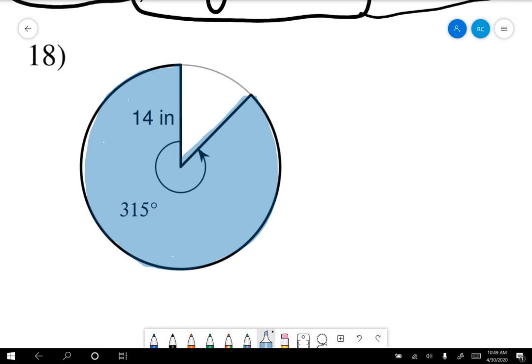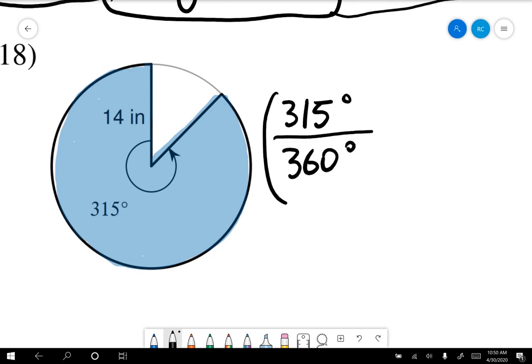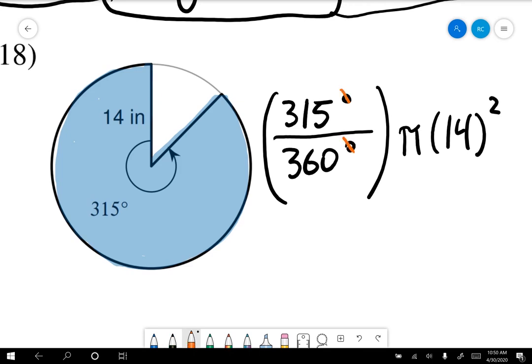So we're looking for the area of the shaded region. Well, that shaded region is 315 degrees in measure out of a total of 360 degrees. And we're going to multiply that by pi times the radius squared. Degrees on top, degrees on bottom cancel. 315 over 360, that's a tough one.